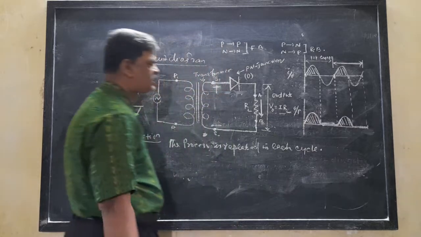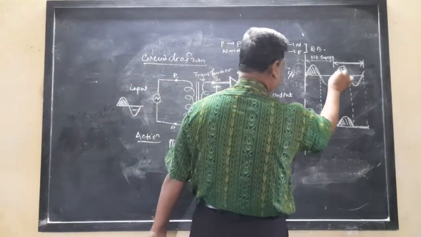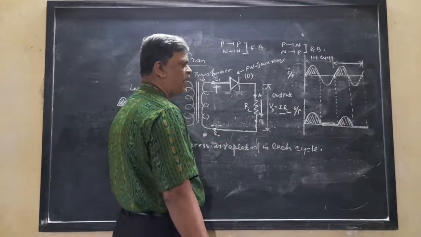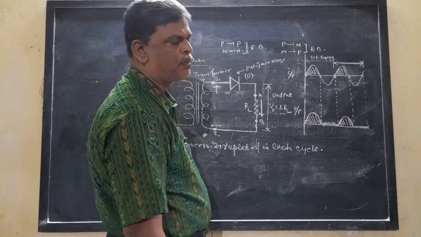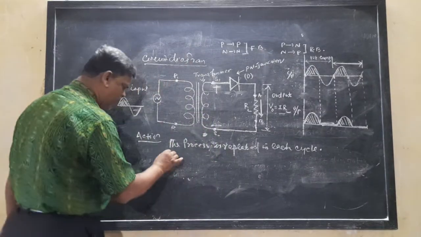The process is repeated in each cycle. So for each cycle, the same thing: for the positive half cycle we get the output, and there is no output for the negative half cycle. The process is repeated in each cycle.